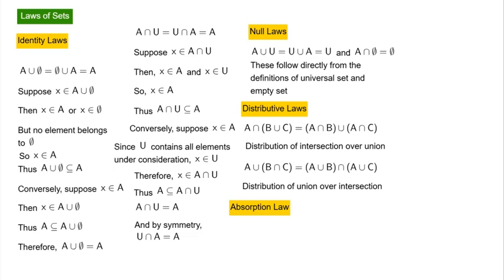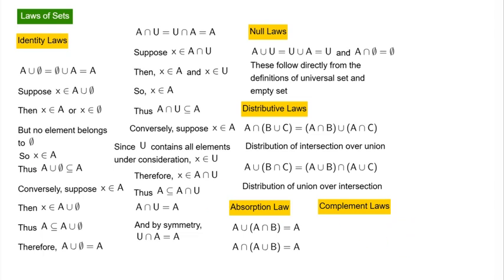Then we have the absorption law. A union (A intersection B) is equal to A. So A intersection B means what? What is common to both A and B? That means the elements of A intersection B are there in A. So that means A. And A intersection (A union B) is equal to A.